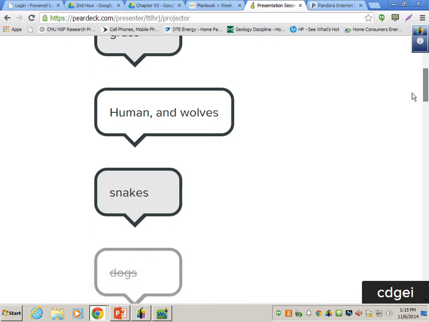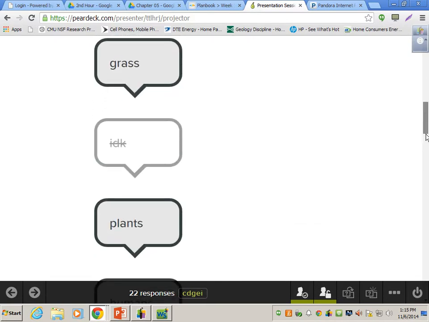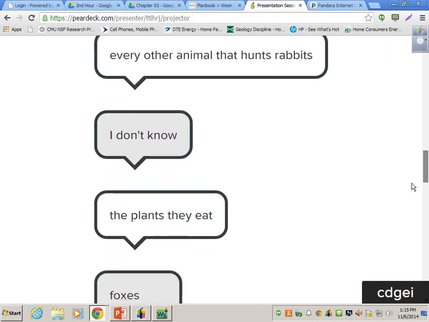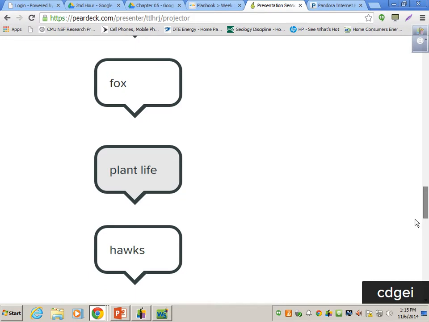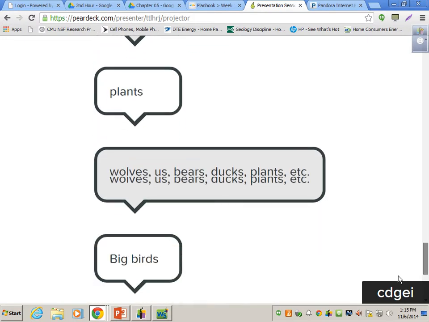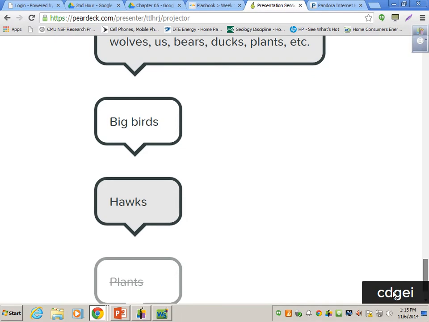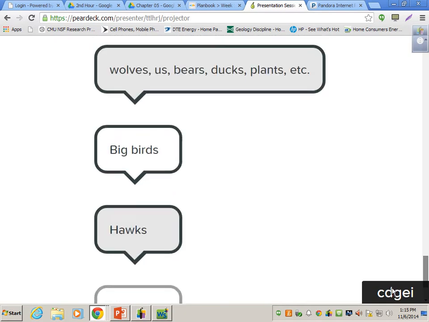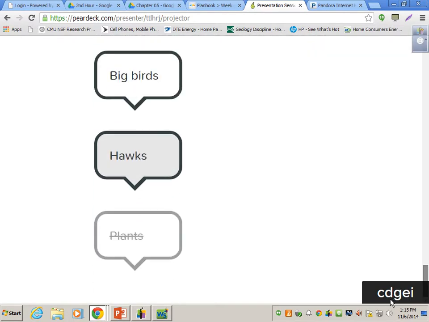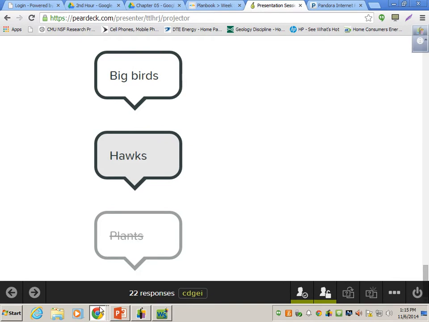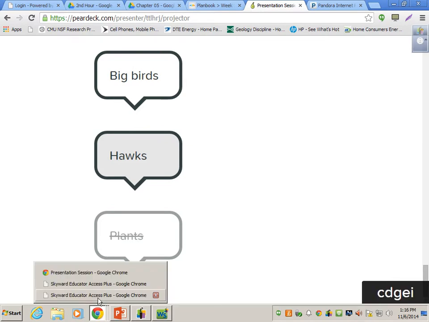Rabbits actually help the grass, right? What if the grass just growed uncontrollably? Succession would happen, then you'd have bushes, then you'd have trees, and then there'd be no more grass, right? Humans, yeah, snakes, plants, yep. Every other animal, yes, but what are they? Hawks, foxes, carrots, bigger birds, yep, ducks. Never seen a duck eat a rabbit. I don't know, bear, if they can catch them for sure. Okay, so all of those things are affected by rabbits.